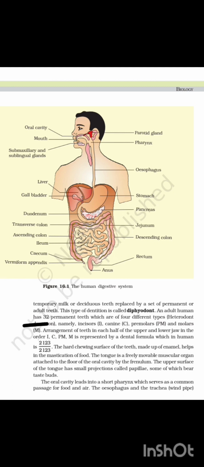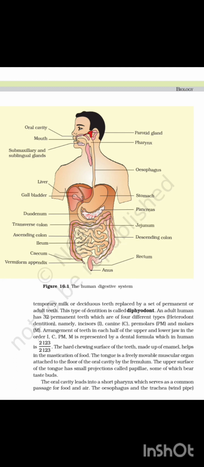An adult human has 32 permanent teeth, which are of four different types. Heterodont dentition, namely incisors, canine, premolars, and molars. The arrangement of teeth in each half of the upper and lower jaw in the order incisors, canine, premolar, and molar is represented by a dental formula, which in human is 2123 by 2123. The hard chewing surface of the teeth, made up of enamel, helps in the mastication of food.